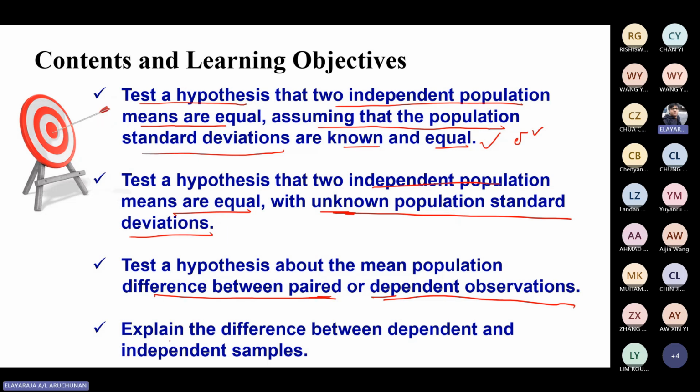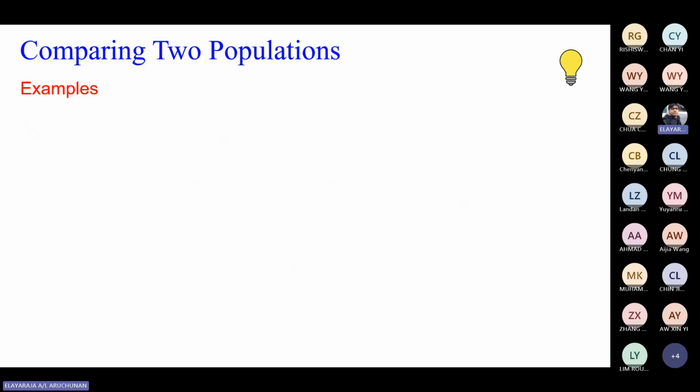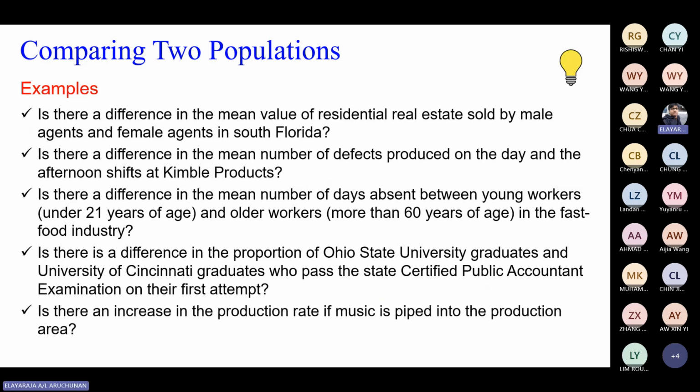Next, we're going to explain the difference between dependent and independent samples. So what does it mean, dependent and independent samples? So that's what we're going to discuss in this lecture. All right. Comparing two populations. Let's see what it means to compare two populations.